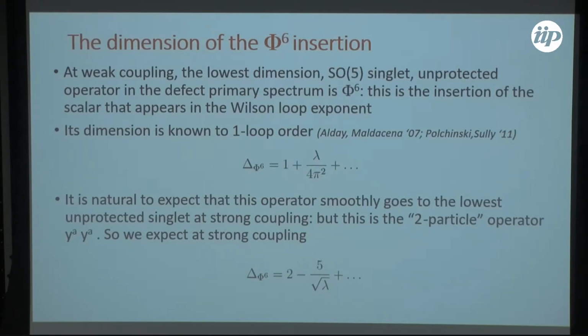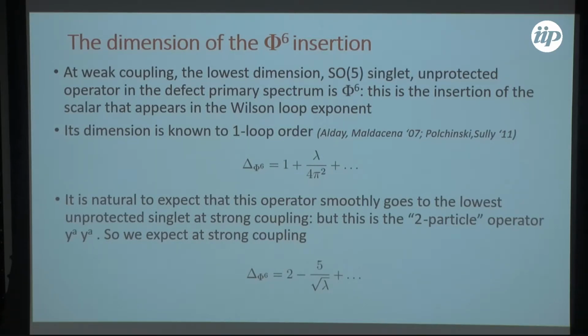So if we think back at weak coupling, there we know that the lowest dimension SO(5) singlet, which is unprotected, is just φ6, the scalar which appears in the Wilson loop exponent. That operator is not protected, and it has an anomalous dimension. Its anomalous dimension was computed long ago by Alday, Maldacena, and the result was also later recovered by Polchinski and Sully. So they computed it explicitly in perturbation theory. The dimension of that insertion on the straight or circular Wilson line is 1 + λ/4π².